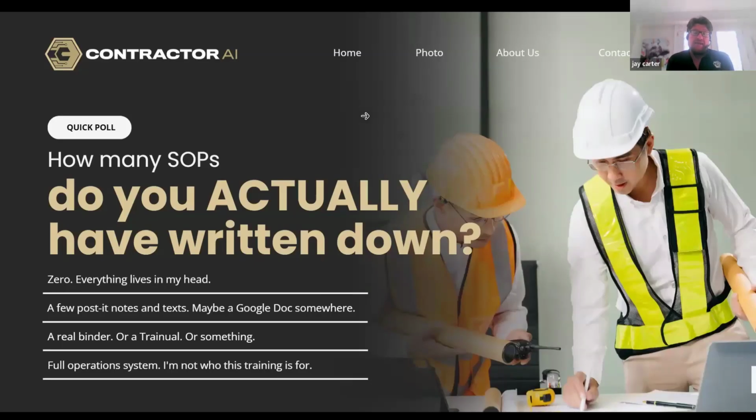Right. So if you're one of these guys on this call that has everything living in their head, nothing written down, this is a call for you. Maybe you have a few post-it notes or text, maybe a Google Doc somewhere. Or maybe you have a real binder or a Trainual or something along those lines. This is still a conversation that we can have because I've seen a lot of owners go down the path of creating an operations manual or SOP manual so they can delegate, and not quite get through it, therefore not being useful.